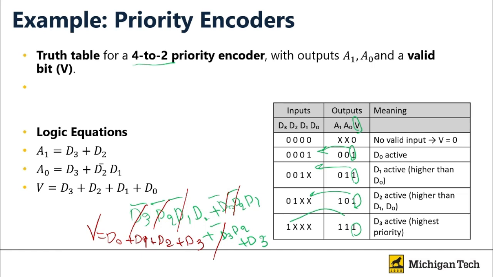So we always have a valid output, because for encoders, we always need to have one input. One of them needs to be active. If none of them is active, that's not valid. Like in this case, 0, 0, 0, 0 is not a valid input. That's it. That was about the priority encoder. Any question about that?